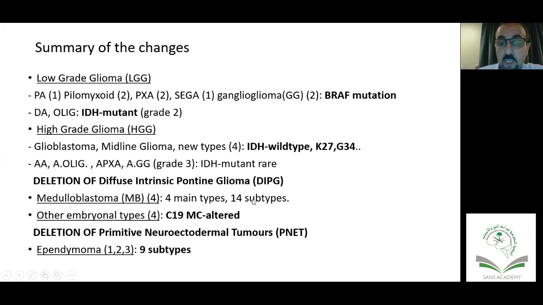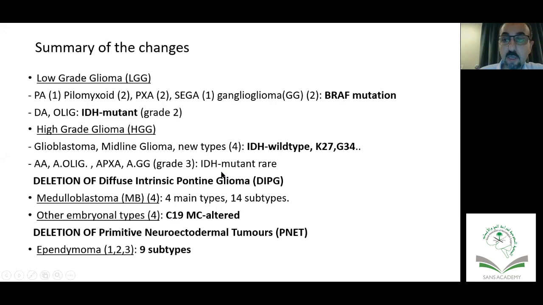Medulloblastoma, the new change is the 4 subgroups based on molecular pathways, and they have 14 subtypes now. Embryonal tumor, again, we have the C19MC altered entity. Another major change, no more peanuts. The peanut, as we used to be told, is the medulloblastoma outside the cerebellum. Again, this term is being removed. No more peanut, no more DIPG in the new WHO classification.